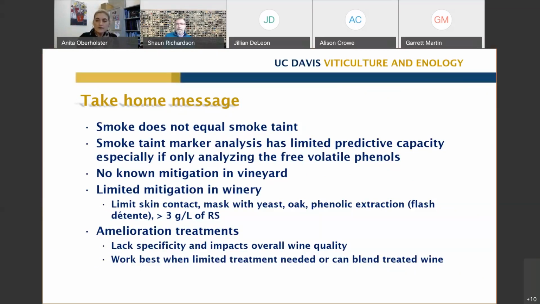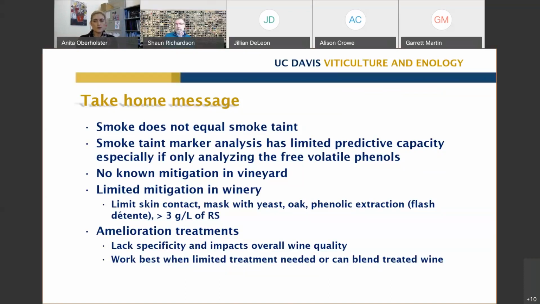To predict everything, every single additional piece of information you get gives you more information to try and make a better informed decision of what your wine would look like if you process these grapes. What are your options if you make these wines? And having a bucket fermentation wine makes it much easier than tasting a berry and needing to see into the future. There's no mitigation in the vineyard.